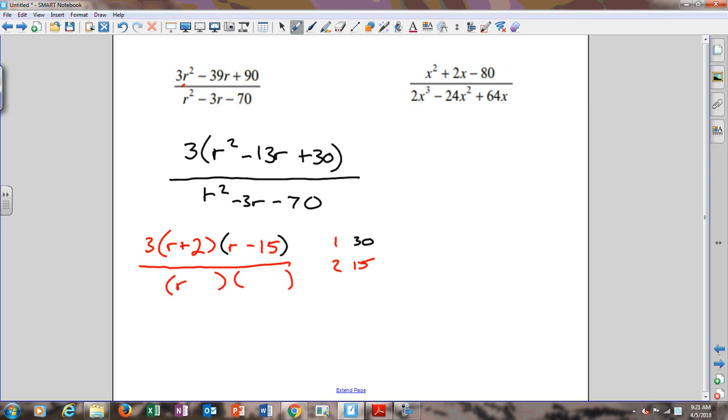Then on the bottom, r times r gives you r squared. Now we have to figure out what multiplies to give you 70. But the thing is, I do have a good hint. It's probably going to be 2 times 35. That's a minus and a minus, which tells you this is a plus and a minus. So 2 minus 35 will give you negative 33. So let's try 15. 15 times what would give you 70? I don't think that works either.